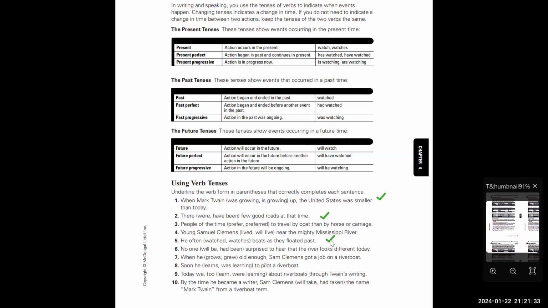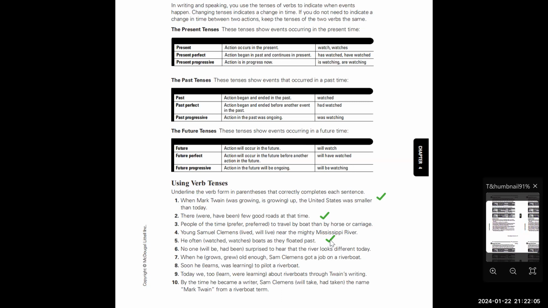Next one is 6. "No one had been surprised to hear that the river looks different today." Do you have any explanation? Why? Because "surprise" is in the past. Oh, is that your answer? Okay.